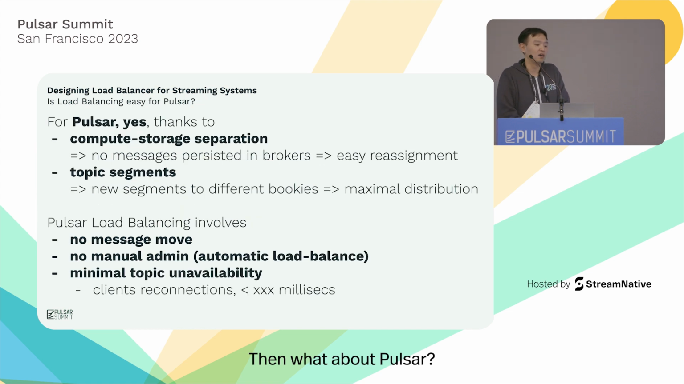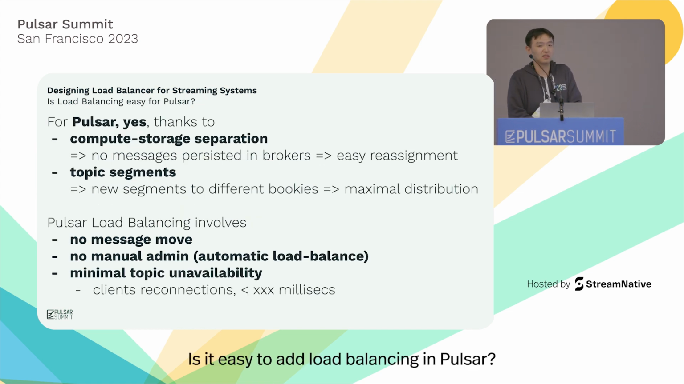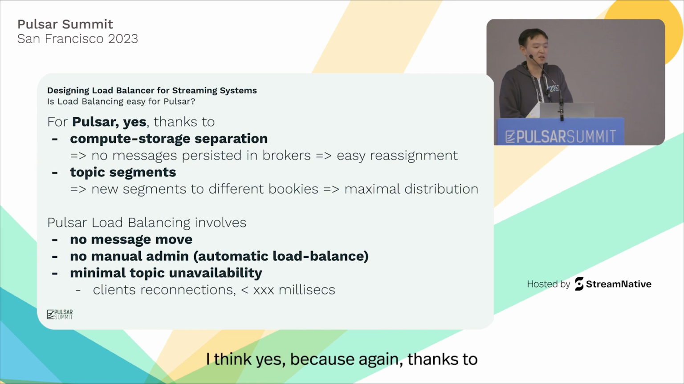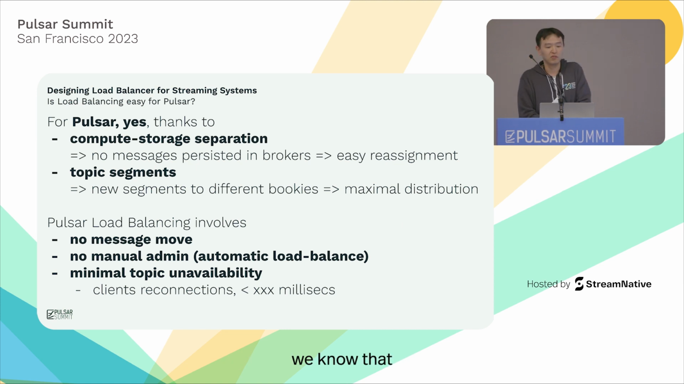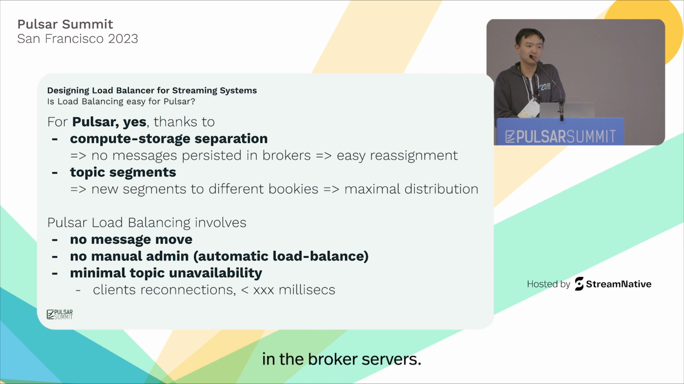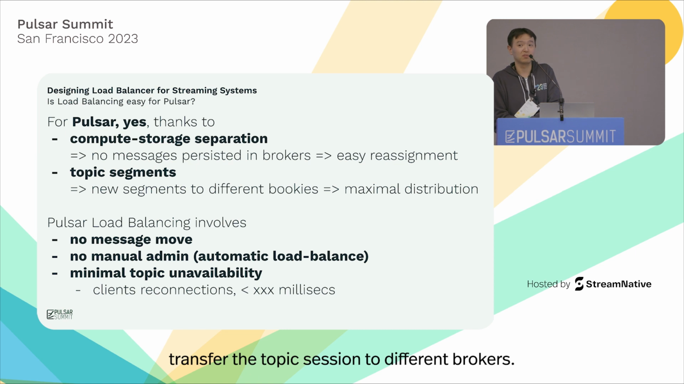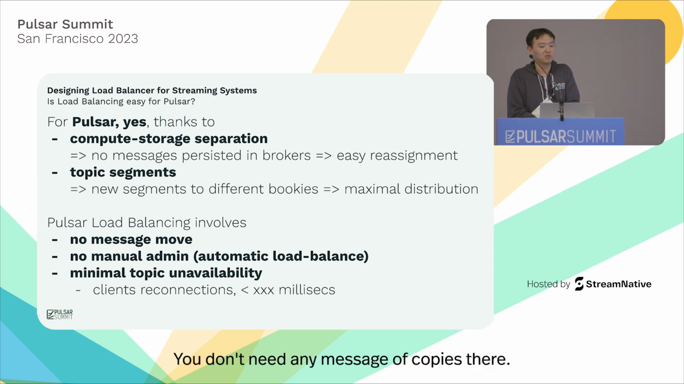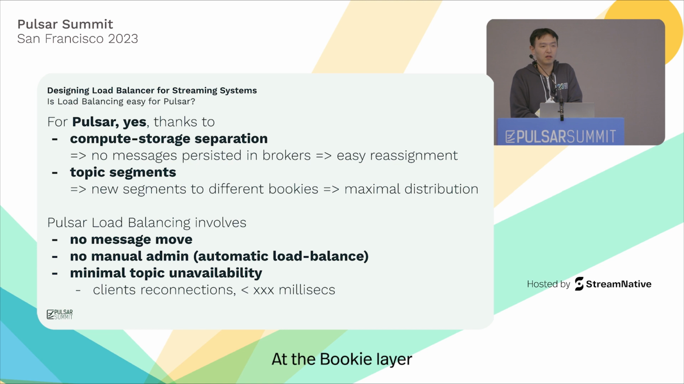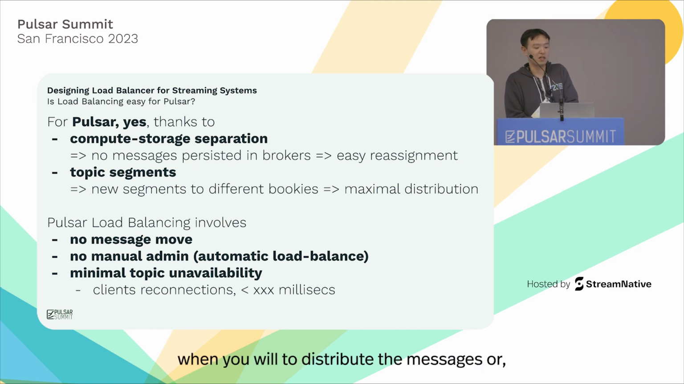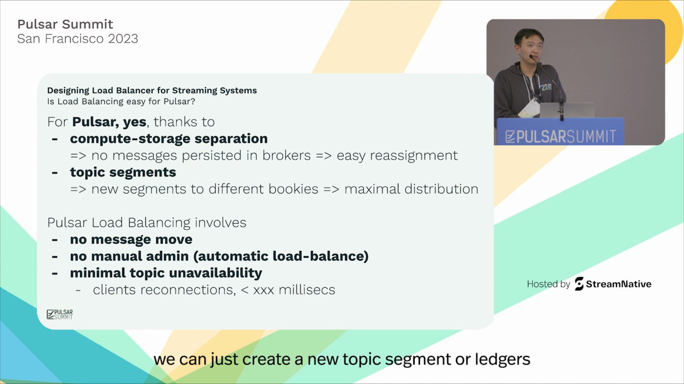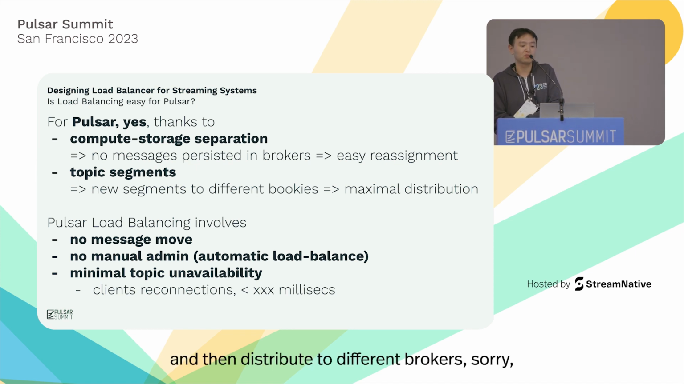Then what about Pulsar? Is it easy to add load balancing in Pulsar? I think yes, again thanks to the compute and storage separation. At the broker layer, no messages are persisted in the broker servers, so we can just transfer the topic sessions to different brokers. We don't need any message copies there. At the bookie layer, when you want to distribute the messages, we can just create new topic segments, or ledgers, and distribute them to different bookies.